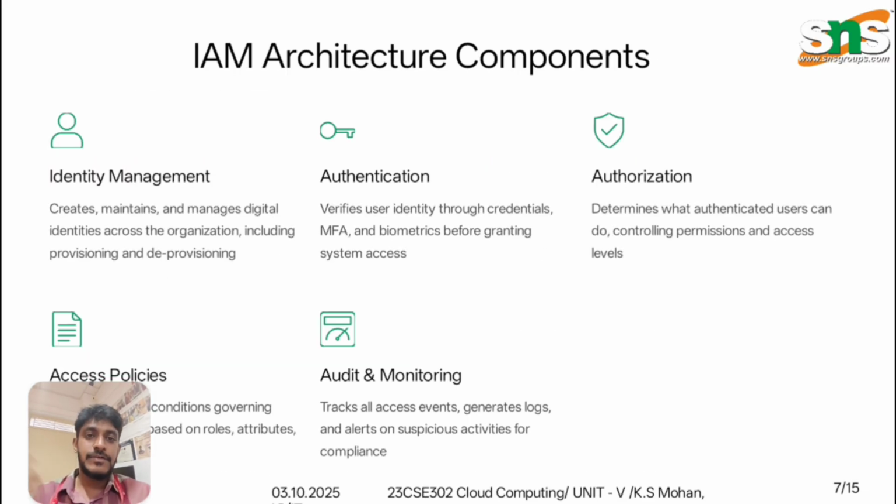These are the IAM architecture components listed here. The first is identity management: who is that particular person? We have to identify that, so identity management plays a vital role in cloud security. Next is authentication: verifying through credentials, MFA and biometrics before granting system access. Then authorization, which is also important for cloud security: we have to authenticate, and authorization determines what users can do, controlling permissions and access levels. Then access policies, audit and monitoring, which track all access events and generate logs and alerts for suspicious activities and compliance.